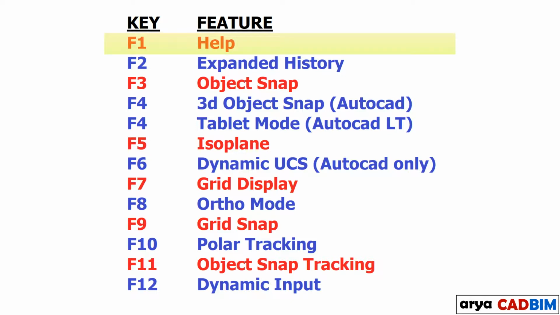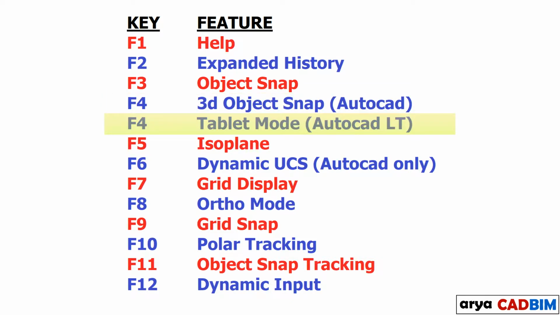F1 simply displays the help window, just like it does in any other software. F2 opens or closes the AutoCAD text window, which shows the history of command line entries. F3 key turns object snapping on or off. F4 is for 3D object snap in AutoCAD. It toggles 3D object snap on or off.